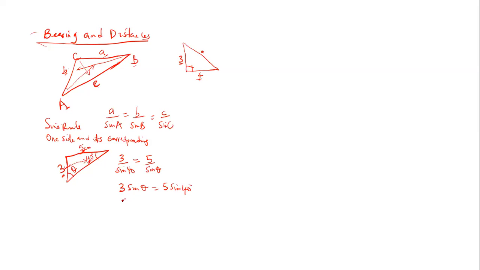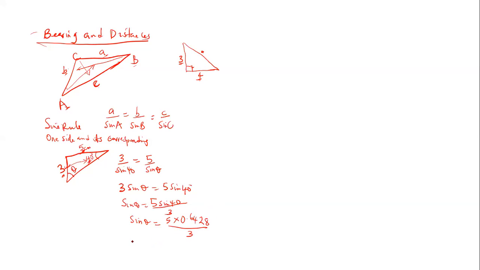So based on that, our sine theta will be equal to 5 sine 40 degrees divided by 3. You can just make use of your calculator or 4-figure table to do that. Using my own calculator here, sine 40 equals 0.6428, then times 5 divided by 3.